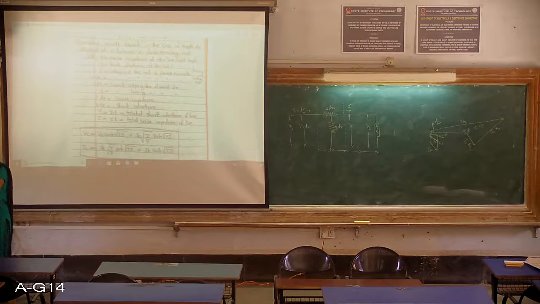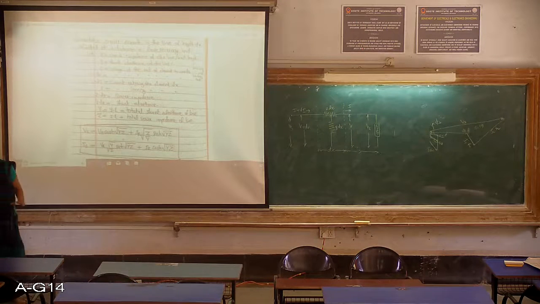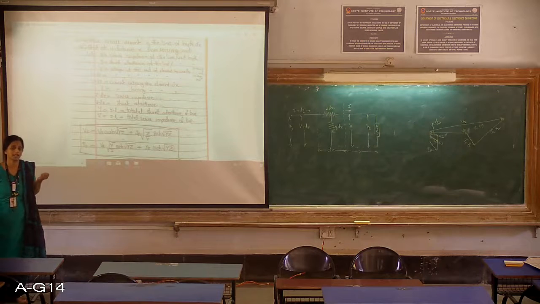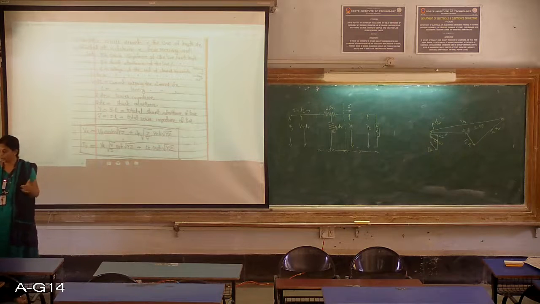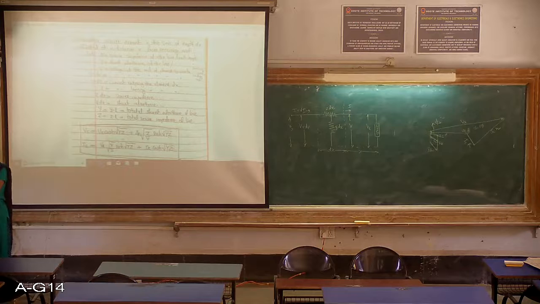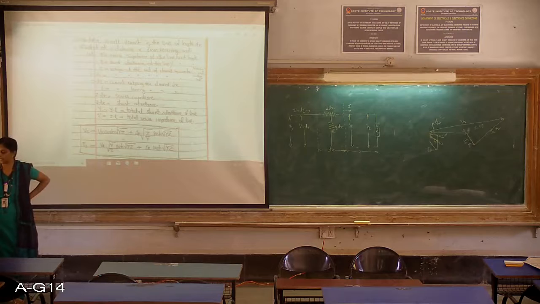Now try to understand why I stressed on the capital and small case Z and small case Y. That was the element under consideration. When I multiply the length of the line to the small z and small y values, I get the respective values of capital Z and capital Y, which pertain to the entire length of the line. So capital Y is small y into L, which represents the total shunt admittance of the line, and capital Z is small z into L, which represents the total series impedance of the line.